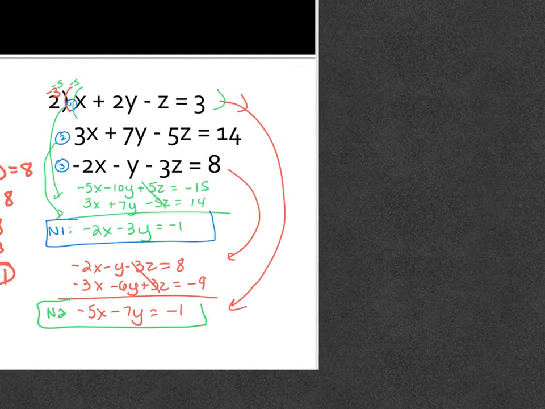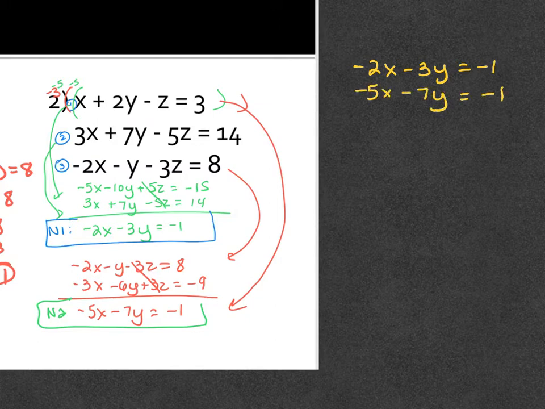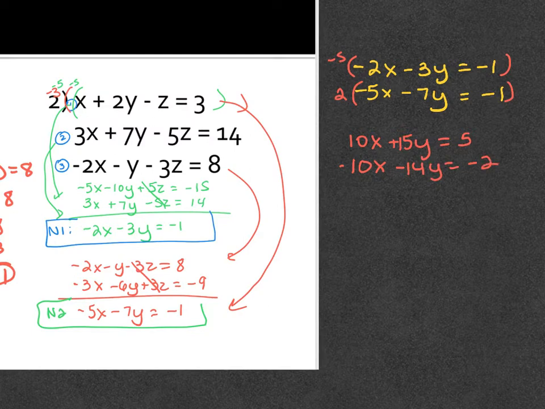Now I need to take new 1 and new 2. And this time they're not going to cancel outright. So I have to change them. And this time I actually have to change both. So if I did this by negative 5 and this by positive 2, I'd get 10x plus 15y equals 5. And then negative 10x minus 14y equals negative 2. These cancel, and I get y equals 3. There's my first variable, and then I follow the same process as the back substitution.